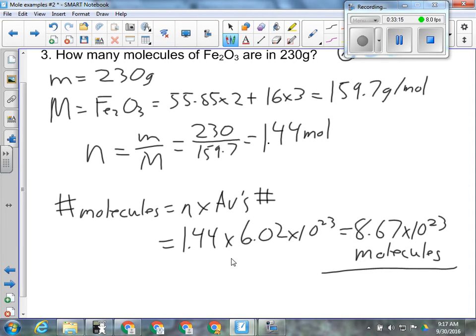Right, because then it would get confused with moles. Yeah, it's annoying. You have to write out the whole word. Sorry about your luck. Okay.